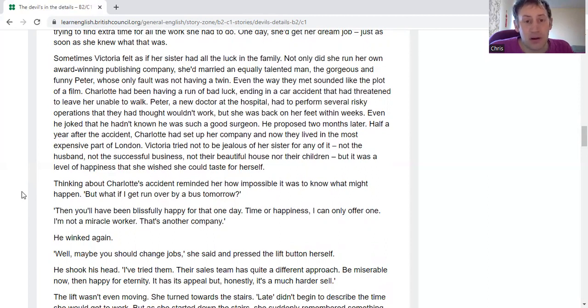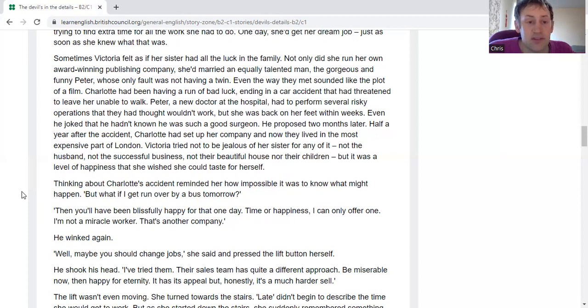Charlotte had been having a run of bad luck, ending in a car accident that had threatened to leave her unable to walk. Peter, a new doctor at the hospital, had to perform several risky operations that they had thought wouldn't work, but she was back on her feet within weeks. Even he joked that he hadn't known he was such a good surgeon. He proposed 2 months later.